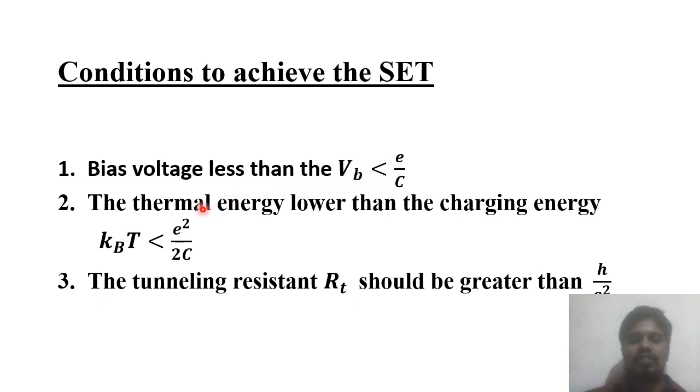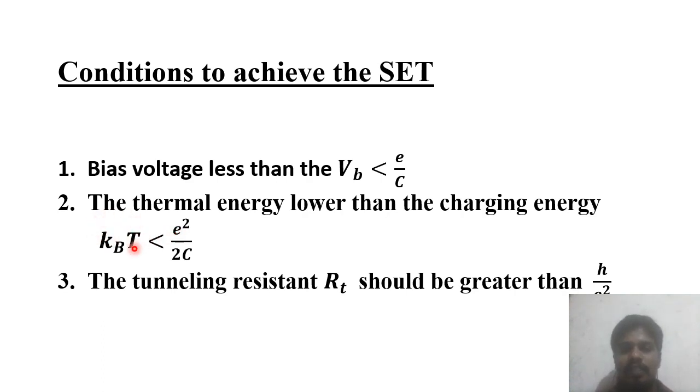The next condition is to satisfy the thermal energy. The thermal energy plays an important role in the conduction of the single electron transistor, because at room temperature the thermal energy will be approximately 0.024, I think 0.02 electron volt. The thermal energy should be low enough, because the charging energy, e squared by 2C, will be large, and only then can the electron flow through the quantum dot.